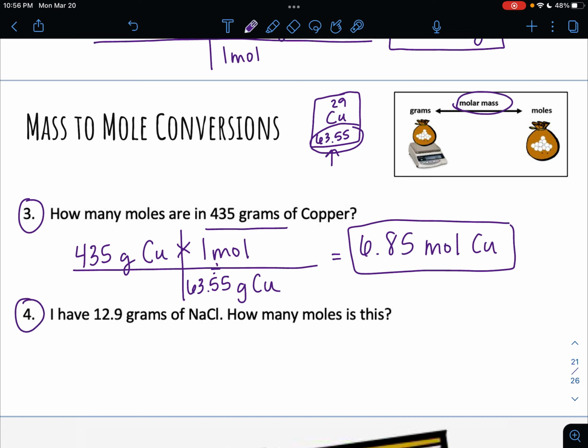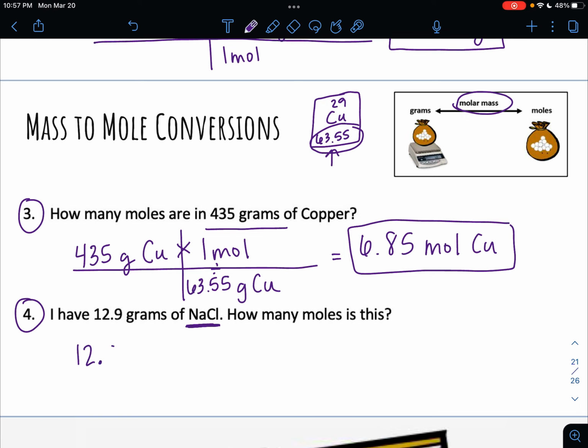For number 4, I'm going to let you pause the video and try this one yourself. Remember, when you're finding the molar mass of NaCl, don't forget you have to add those 2 together, because you want the mass of that whole compound.